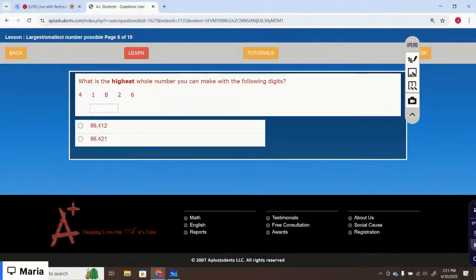What is the highest whole number you can make with the following digits? So, which is the correct option? The highest number you can make is the second one, 86,421. Option number two is the correct option. Okay, you can complete the lesson by yourself later today. Let's just move on to the next lesson.